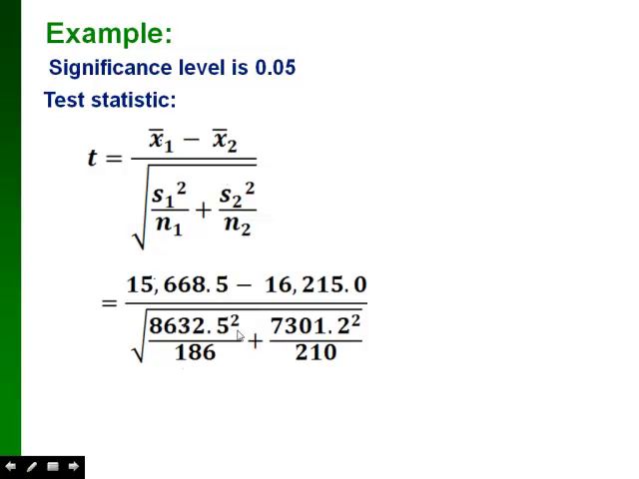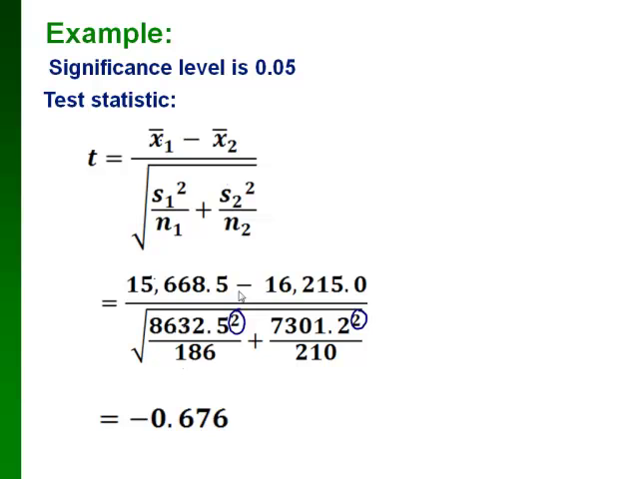And remember, when you're doing this, that in the formula it's S1 squared and S2 squared. So don't forget to square those 2 numbers when you're working this out. Also, the 2 sample sizes are both underneath the square root. So don't forget that part either. If you work this out on your calculator, you should get something like this, negative 0.676.